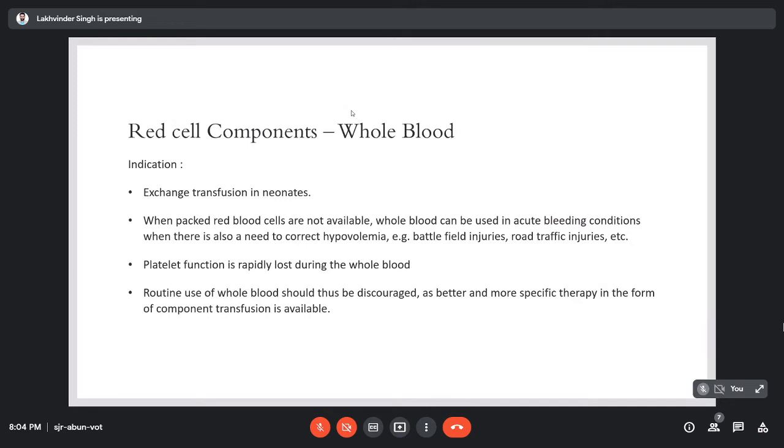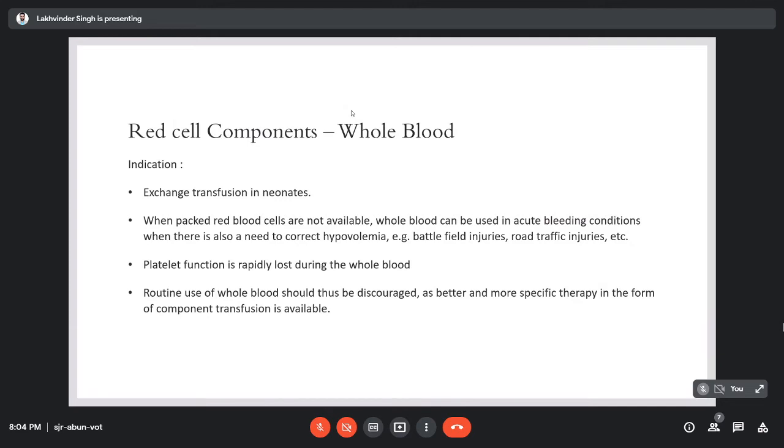But in our center, and various centers, what we are doing is we mix the red cell and the plasma, then it is transfused. And when packed cells are not available, like in various centers in India, whole blood can be used for acute bleeding conditions where there is also a need to correct hypovolemia. Battlefield injuries and road traffic injuries are examples.